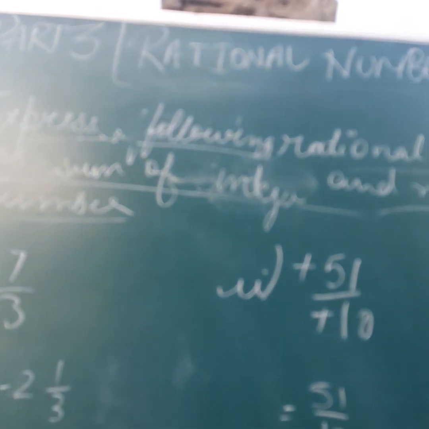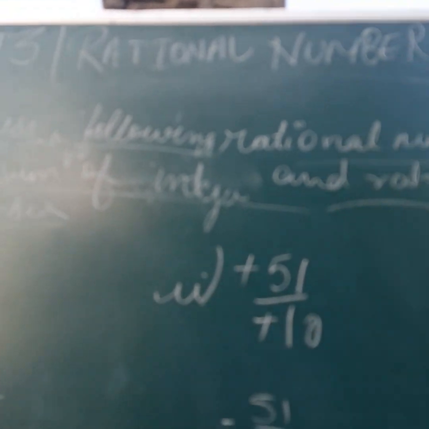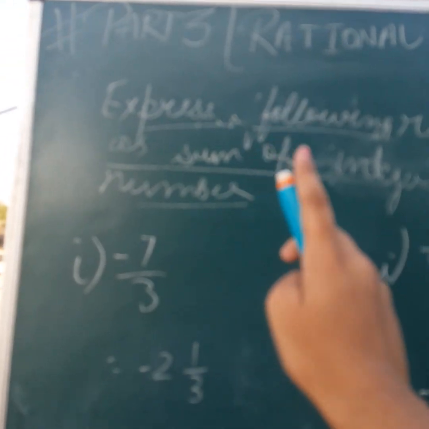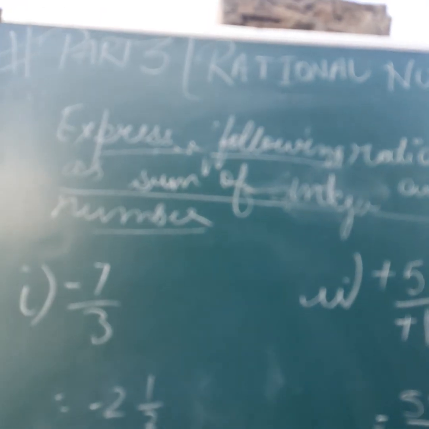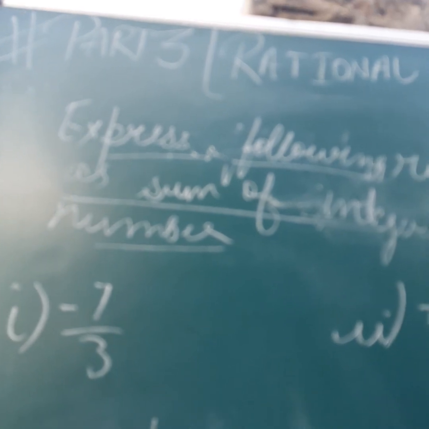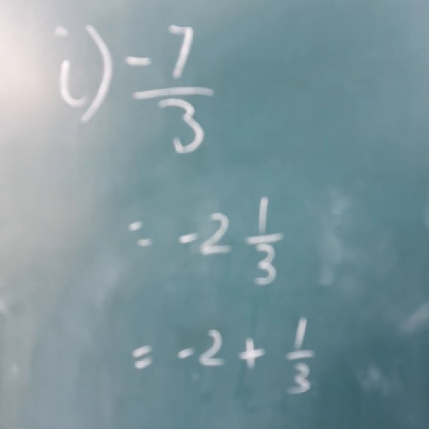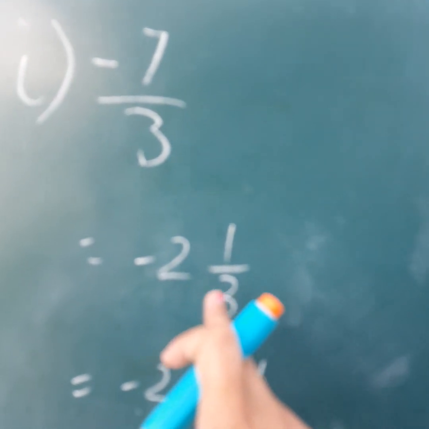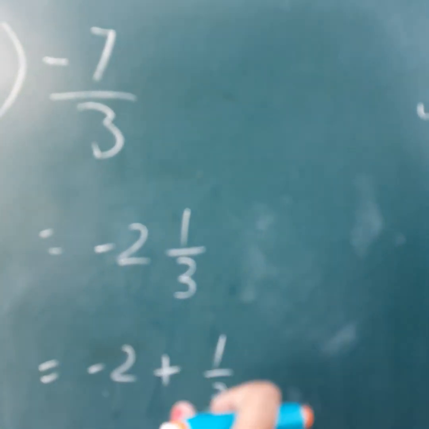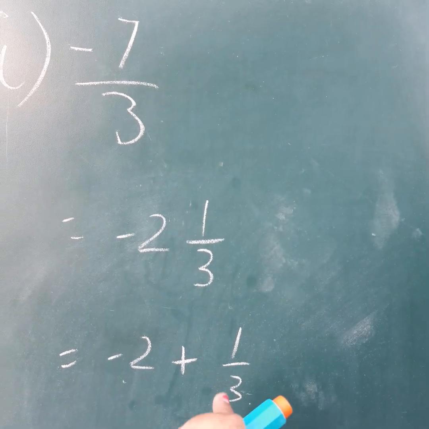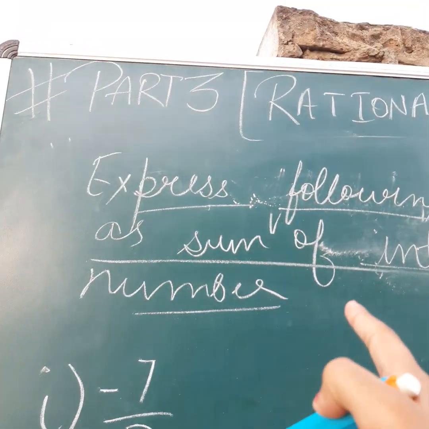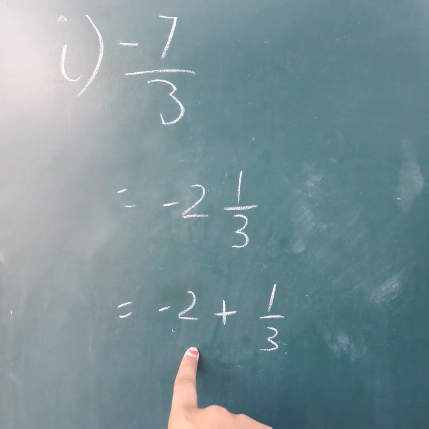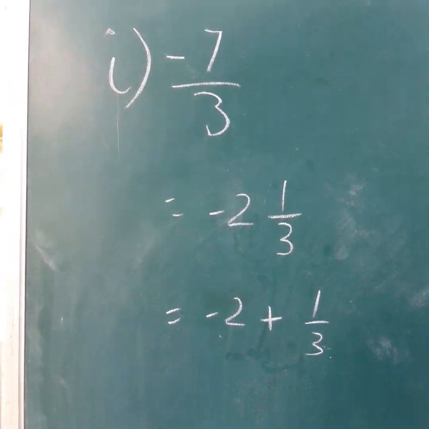So in this question we have to express a rational number as a sum of an integer and a rational number. Okay, so let's start. If we have minus 7 over 3, firstly we have to convert it into a mixed fraction, that is minus 2 1 over 3, and minus 2 plus 1 over 3 is our answer. This is the sum of an integer and a rational number: this is the rational number and this is the integer. So next question, let's begin.